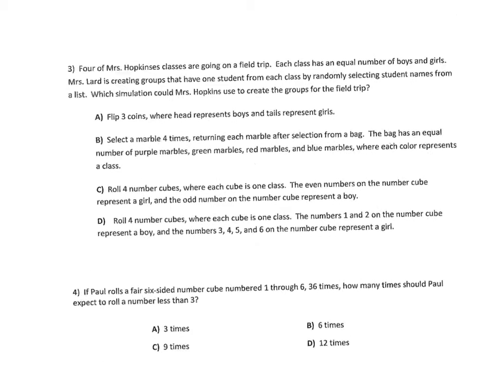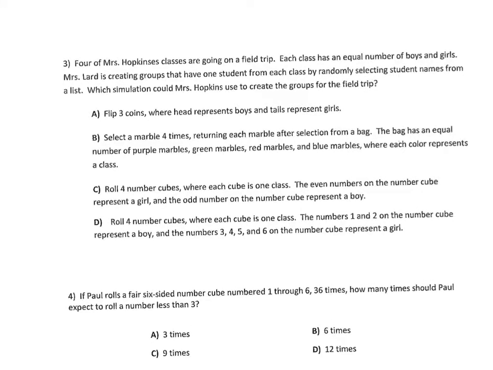Okay, number 3, 4 Miss Hopkins classes are going on a field trip. Each class has an equal number of boys and girls. Mrs. Hopkins is creating groups that have 1 student from each class by randomly selecting student names from a list. Which simulation can Mrs. Hopkins use to create the groups for field trips? So 4 of them. So A says flip 3 coins where head represents boys and tail represents girls.